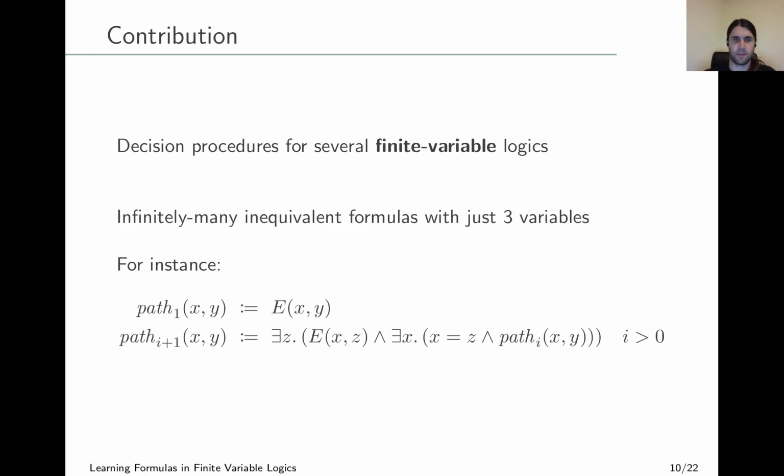So, okay, there's a path of length 1 if there's an edge between two nodes. There's a path of length I plus 1 if there's an edge from x to some z, and a path of length I from z to y. So the thing to notice is just that this variable here, x, is being re-quantified and then set equal to z and then being reused in the definition of path I. So the point is you've got these infinitely many inequivalent formulas being defined with only 3 variables.